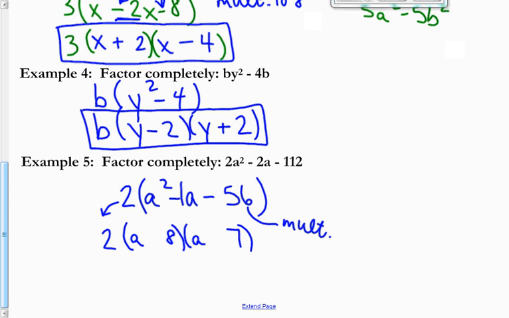Again, make sure that you bring that 2 down in front. The signs, that sign tells me different. The front sign goes with the bigger of your 2 numbers, so a -8 and a +7. Example 6, GCF of 2. Pull a 2 out from every term. It's not a perfect square problem on the inside. It looks like a trinomial.